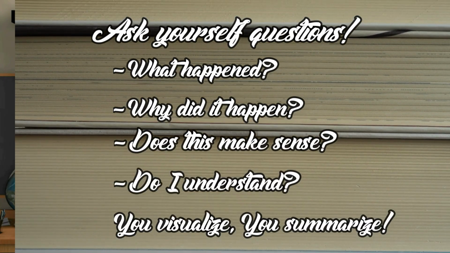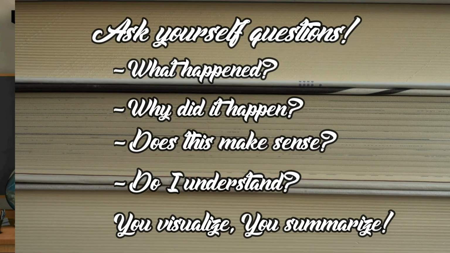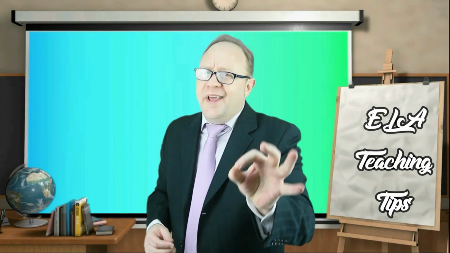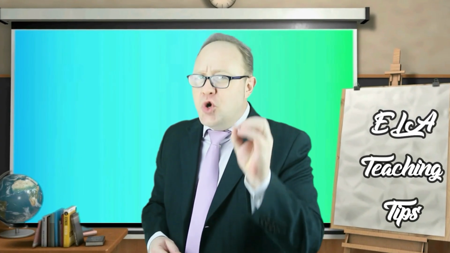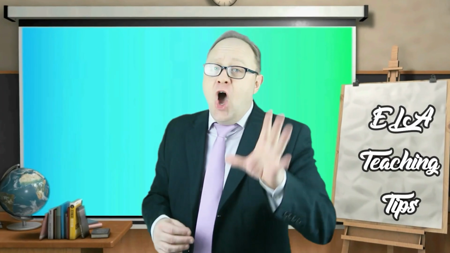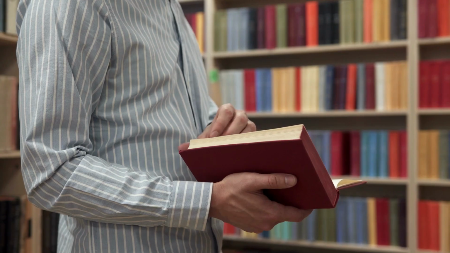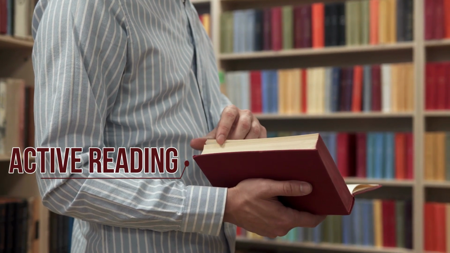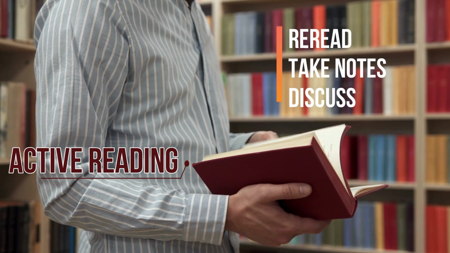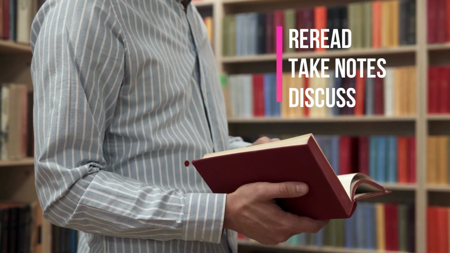You visualize, you summarize, and you think. Reading stimulates your brain and allows you to think in new ways. Being actively engaged in what you're reading allows you to ask questions, view different perspectives, identify patterns, and make connections. During reading, you have to monitor your comprehension by using active reading strategies. Reread, take notes, and discuss.